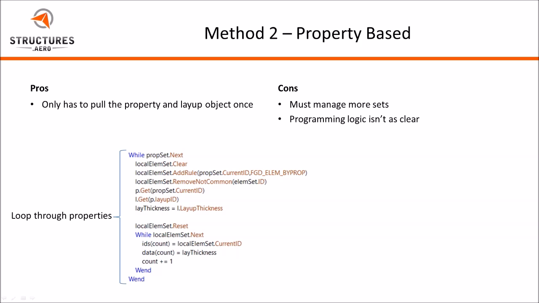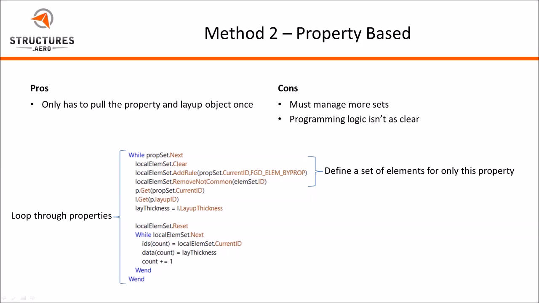The con here is we have to manage more sets, and that's what happens in these first 3 lines. And the programming logic isn't as clear if it's not well documented, if it's not well commented. So in these first 3 lines, we have to actually take a local element set. We've grabbed all the elements we're going to use. In this case, we're just grabbing the whole model. But it's set up, and I don't have the full code in here, such that the user picks the elements they want to process.